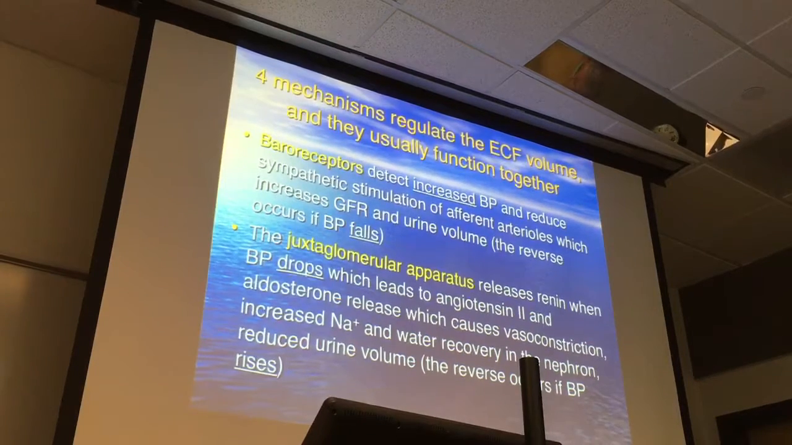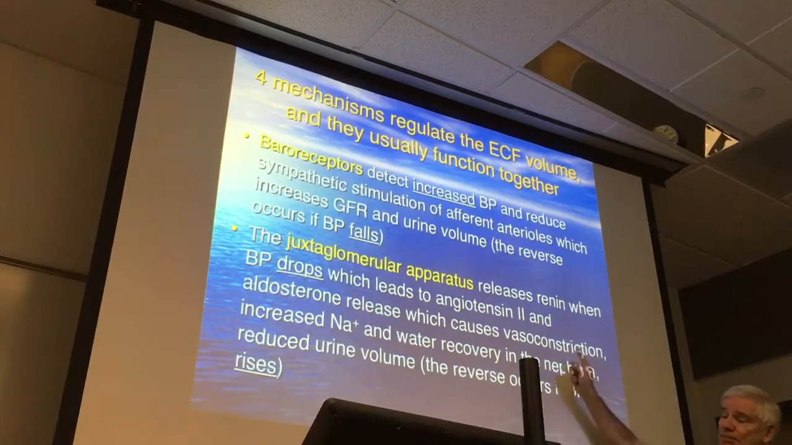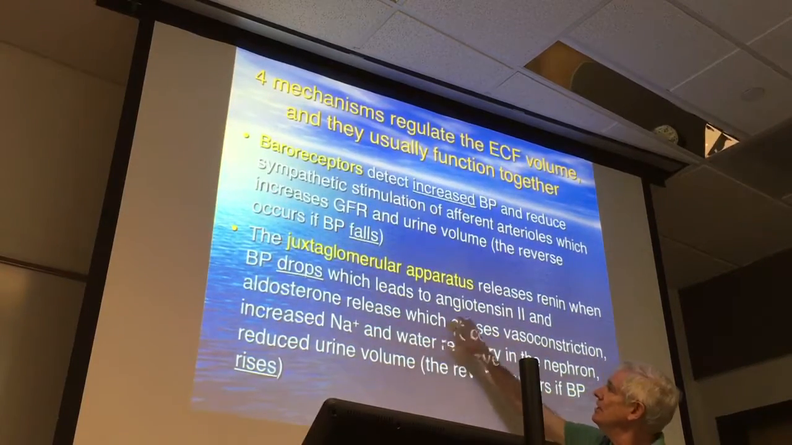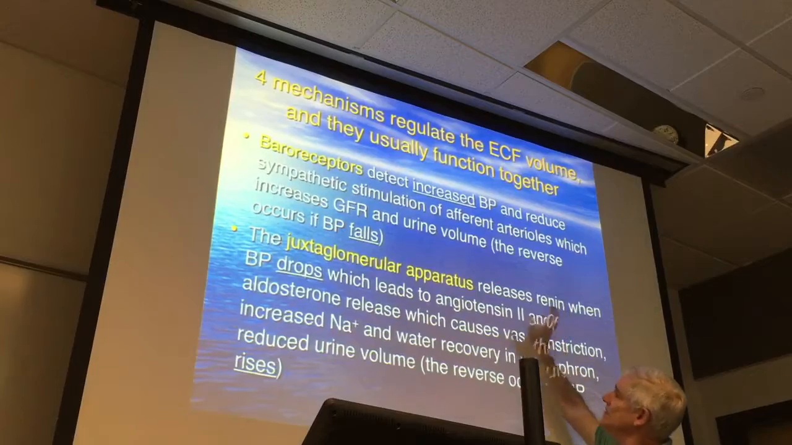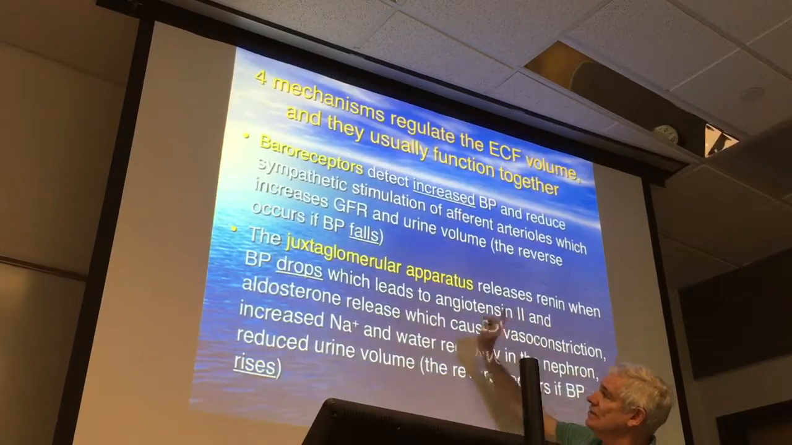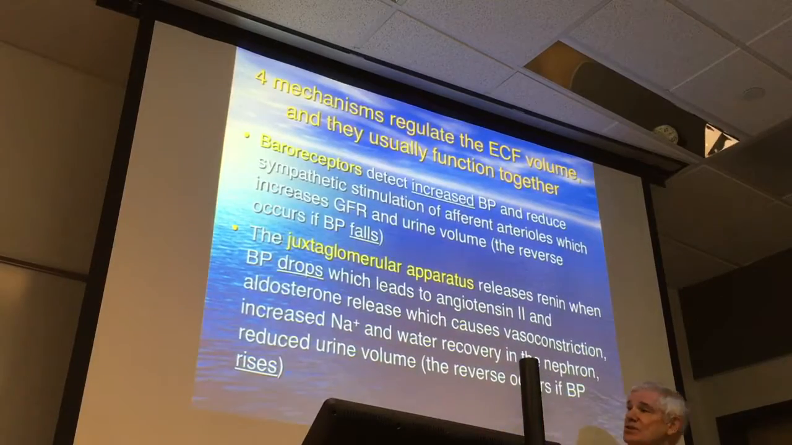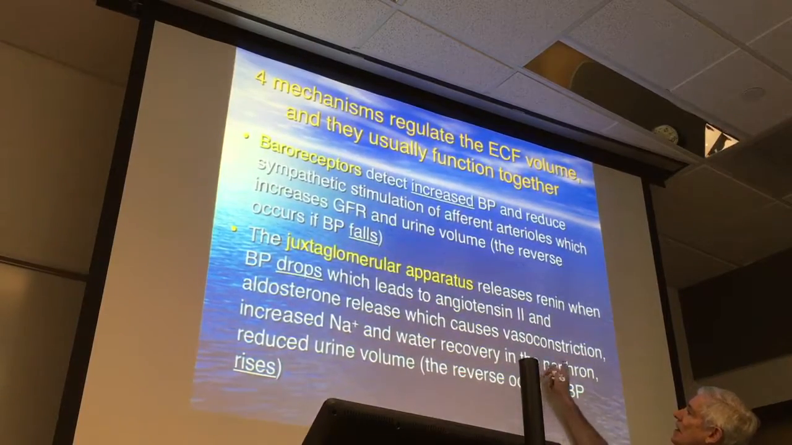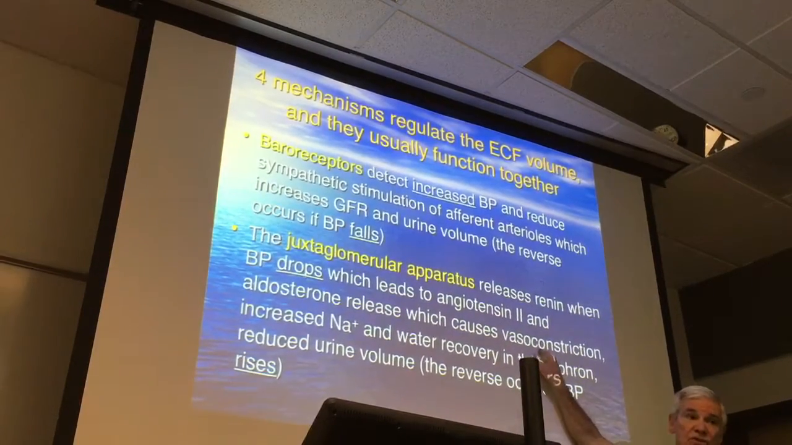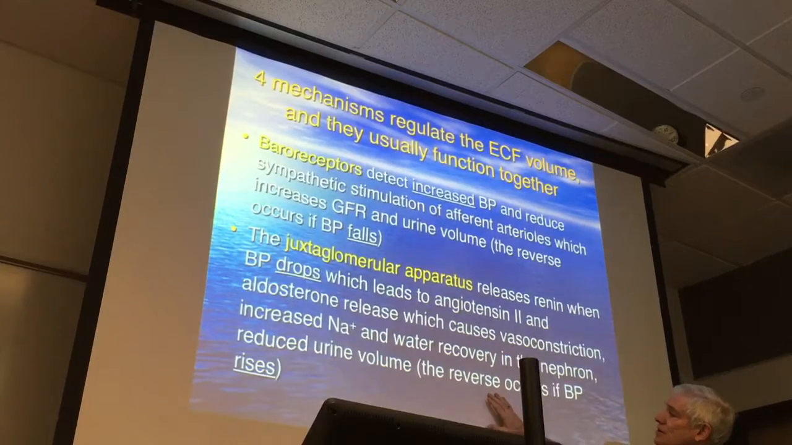So baroreceptors are one of the four mechanisms that regulate ECF volume. Okay? Next, the juxtaglomerular apparatus. If blood volume drops, what happened to blood pressure? Drops. You'll get renin released, angiotensin produced. It's going to cause aldosterone release, increased sodium and water recovery in the distal convoluted tubule, and we're going to have vasoconstriction also occurring. The reverse occurs if blood pressure rises.